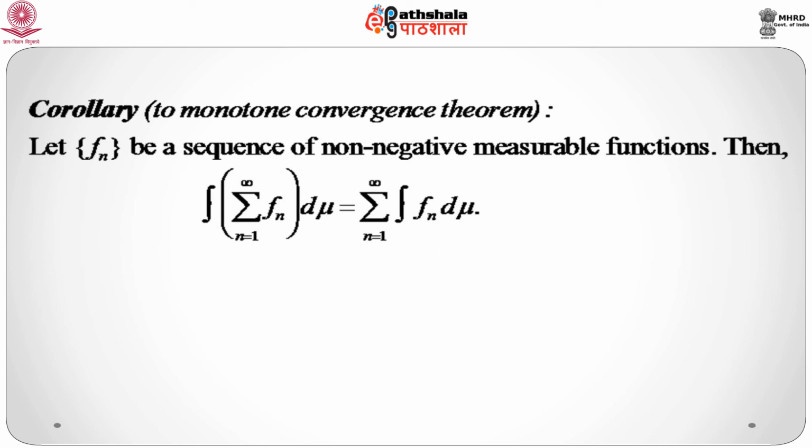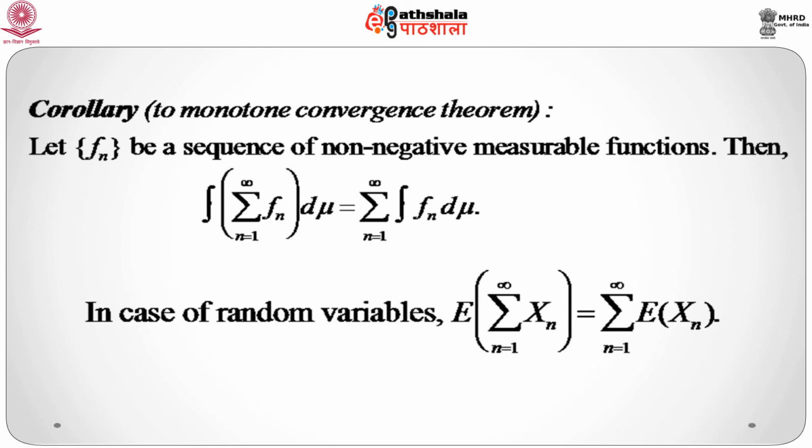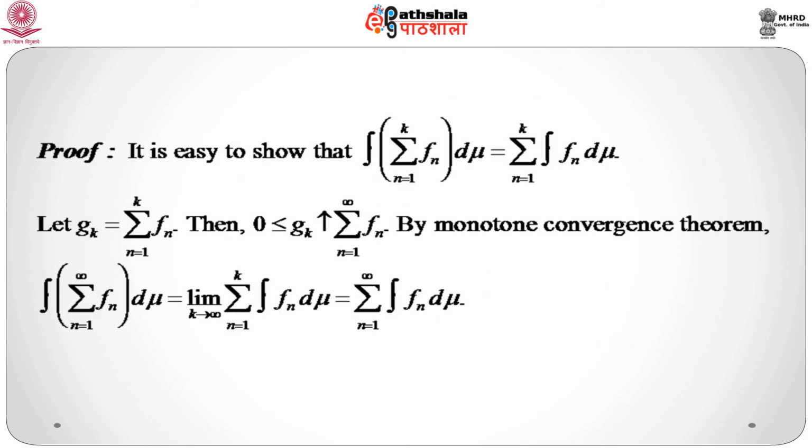So, let us suppose Fn is a sequence of non-negative measurable functions, then we can get integration of summation n equals 1 to infinity Fn d mu equals summation n equals 1 to infinity integral Fn d mu. That means, we can take this summation outside and inside the integral sign and the equality will hold. And in case of random variables, we can immediately write expectation of summation equals summation of expectation, although the sum extends to infinity, n equals 1 to infinity. And the proof is very easy.